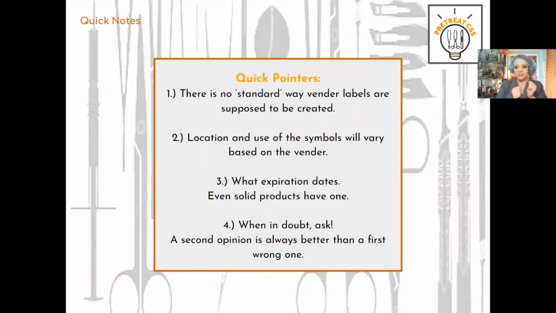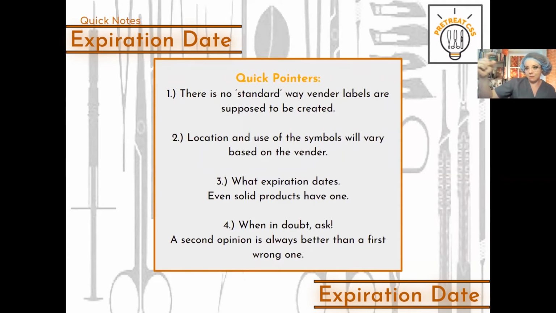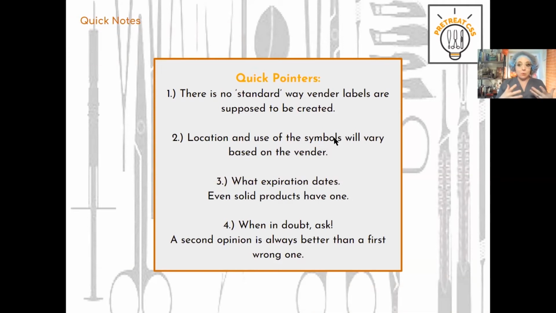All right, rounded up with some quick pointers. There's no standard way vendor labels are supposed to be created. That's right, folks. Location and use of the symbols will vary based on the vendor. Sometimes you'll see the nice little black house, sometimes you won't, and the locations of them are all over the place. So just because you're used to seeing the expiration date down in this corner, doesn't mean it won't be all the way up here the next time or right in the center. It can go anywhere.